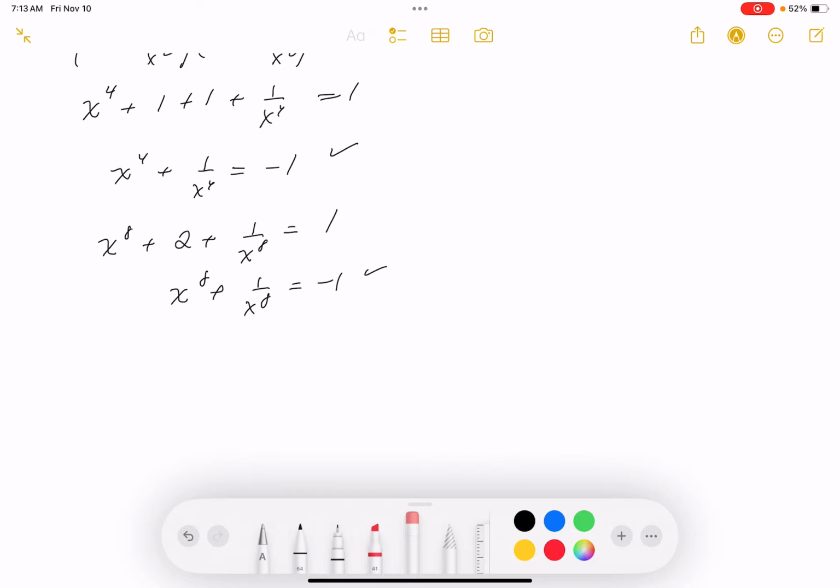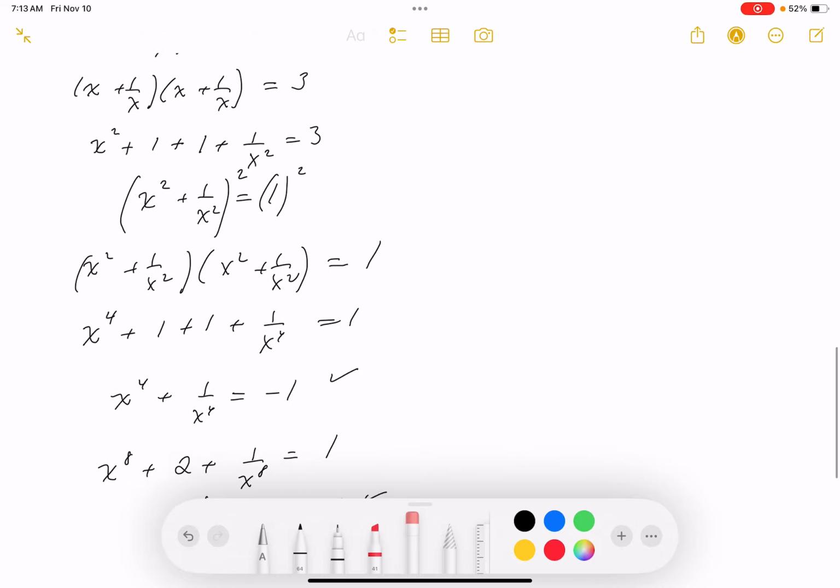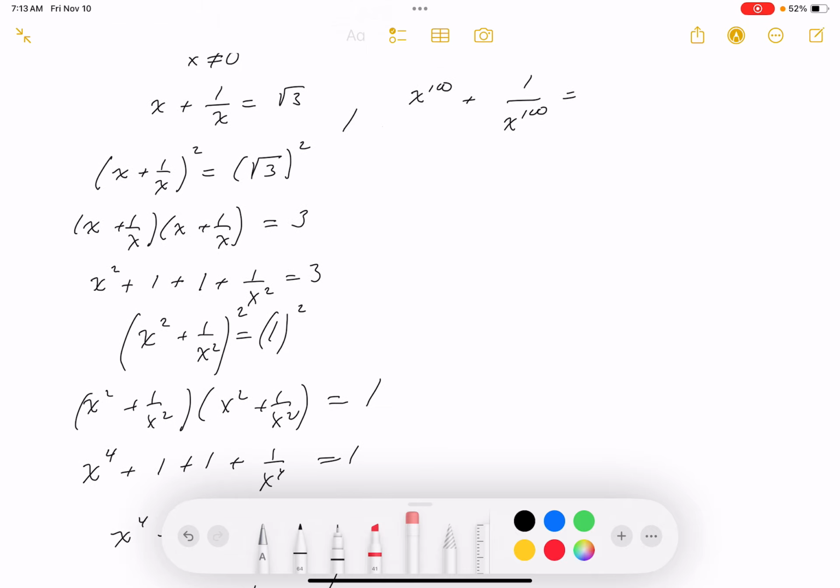So what I'm going to do is look at cubes then. All right, maybe something happens there instead. And maybe it's a combination of the two. So let's write the cubes down now. And again, it can be very frustrating because you don't know where it's going at this point. x plus 1 over x, cubed, and that equals root 3 cubed.